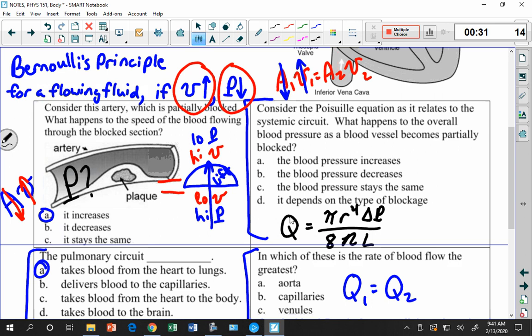And so it's asking if the artery becomes blocked, that means that this r is going to decrease. What is going to happen to this? What happens when I decrease the radius of my artery? What happens to the overall systemic blood pressure?